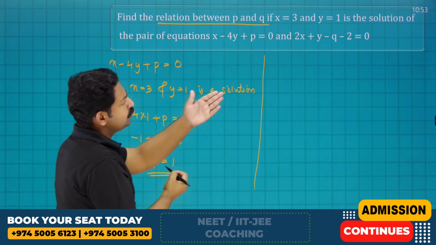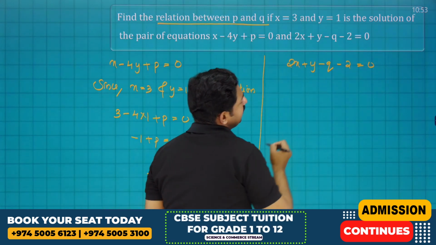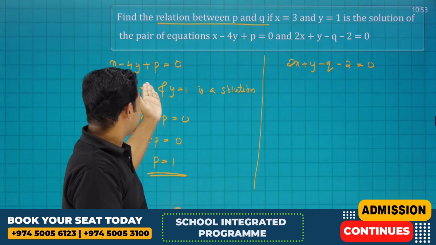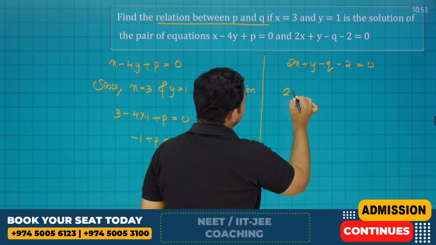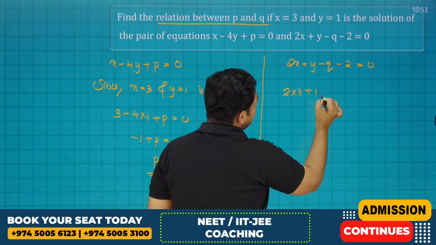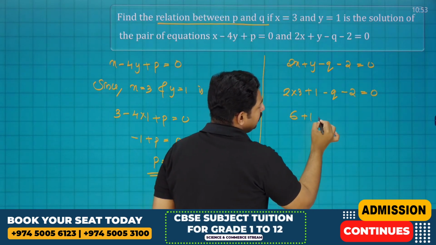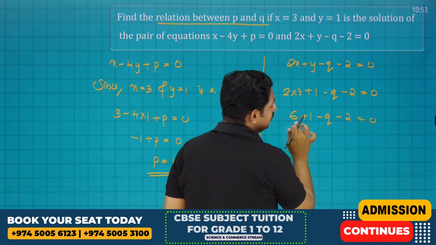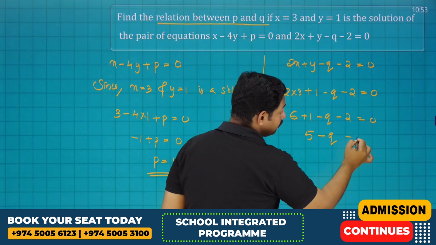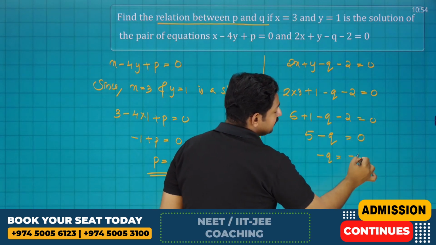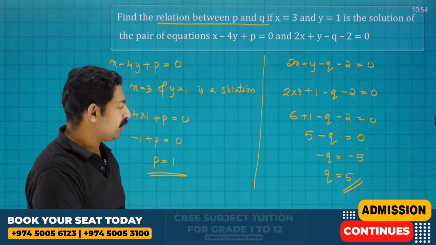Now another equation is there: 2x plus y minus q minus 2 equal to 0. This is the next equation. So anyway, x is equal to 3 and y is equal to 1 is a solution. So we can substitute the values into the equation, which means 2 into 3, then plus 1 minus q minus 2 equal to 0. 2 into 3 is 6. So 6 plus 1 minus q minus 2 equal to 0. 6 plus 1, 7. 7 minus 2 is 5. So 5 minus q is equal to 0, and minus q is equal to minus 5, you will be getting q is equal to 5. The value of q is equal to 5 you are getting.